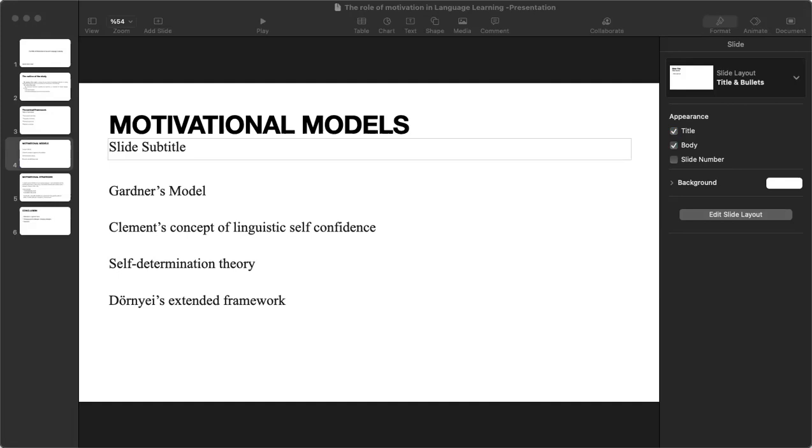And this is a socio-psychological perspective, we can say. And another important motivational model belongs to Clement and his colleagues. And here we see the importance of linguistic self-confidence. It really has an important place in their model. And also communicative competence is a key concept in this motivational model.